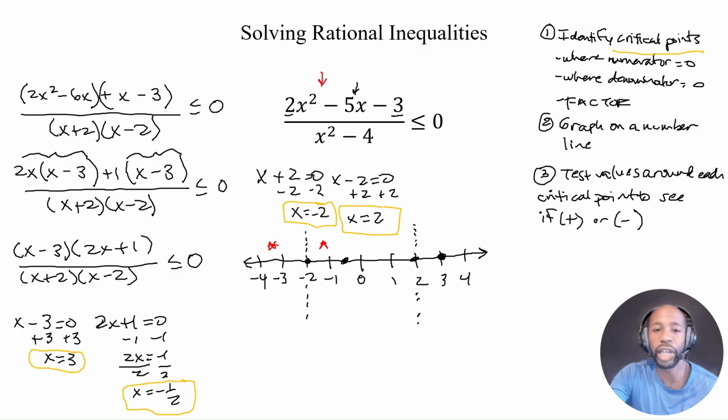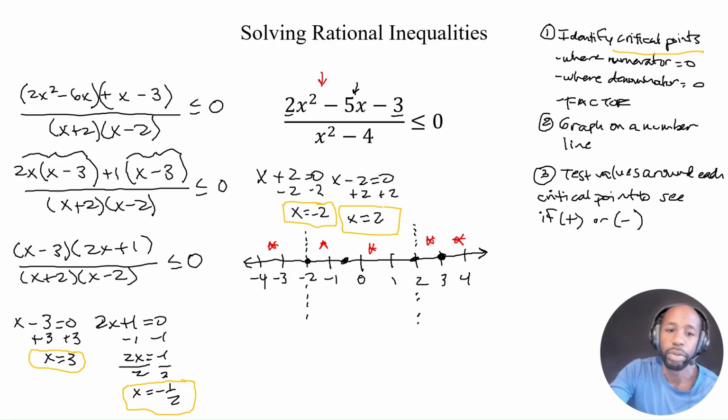If something is positive, that means it's greater than 0, which will make this not true because a positive number is not going to be less than or equal to 0. If it's negative, it's going to make this equation true. But really, we're testing values in all these regions.